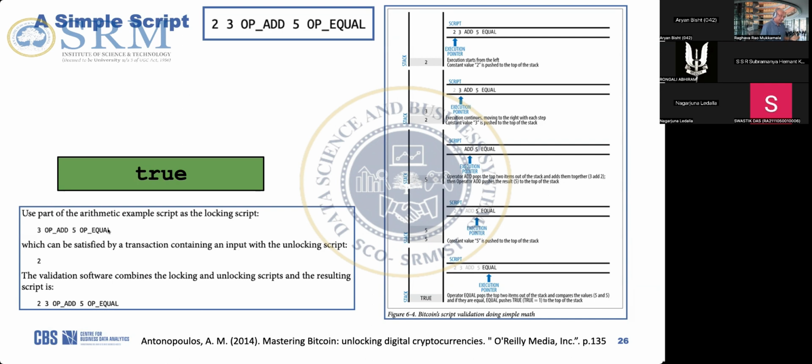And what is the unlocking script for this arithmetic addition? So 2 is the unlocking script. The reason is when you put 2 as the unlocking script with the locking script, it should validate correctly, right? So for example, let me ask a question: what happens if I use 4 as unlocking script here? Does it give any error? So I have the locking script like this: 3, op add, 5, and op equal. And rather than using 2, what happens if I use 4 as the unlocking script?